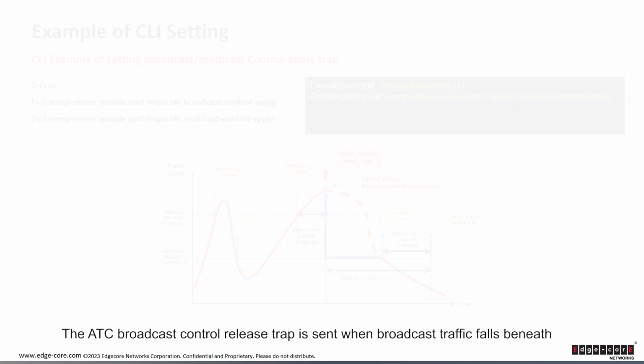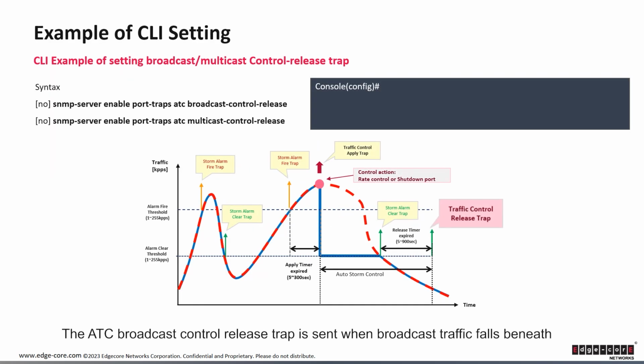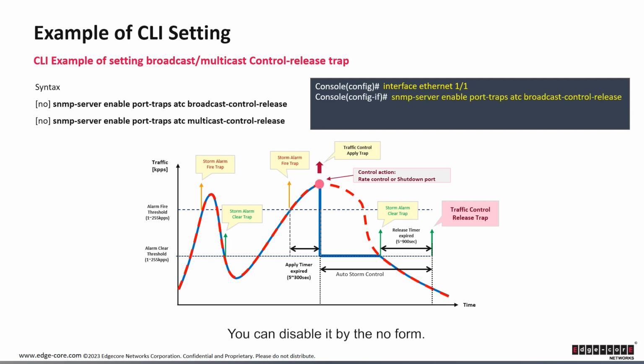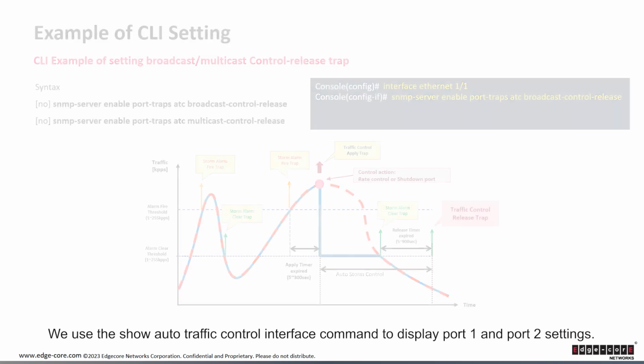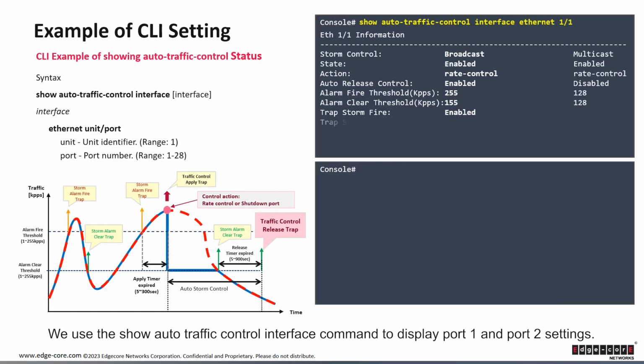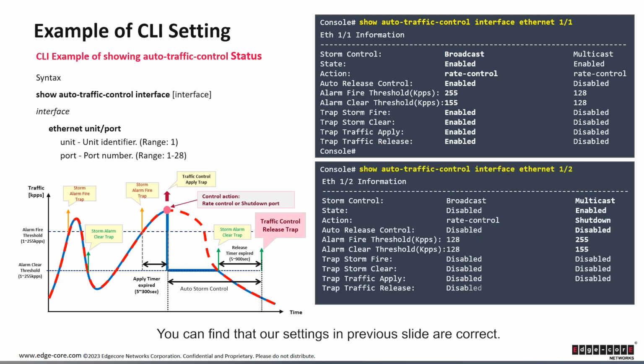The ATC Broadcast Control Release Trap is sent when broadcast traffic falls beneath the lower threshold after a storm control response has been triggered, and the release timer expires. You can disable it by the No form. We used the Show Auto Traffic Control Interface command to display port 1 and port 2 settings. You can find that our settings in the previous slide are correct.